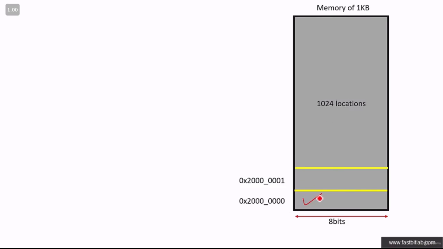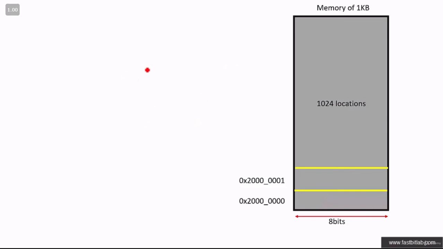This is the first location. This is the second location. Let's give an address for each location. This is the address of this location. This is the address of the next byte, like that. If the processor wants to read 1 byte, then what would the processor be doing? Let's say read from address 0x20000000. The processor would be reading 1 byte. 1 byte will be returned to the processor. That's what we call byte addressing.